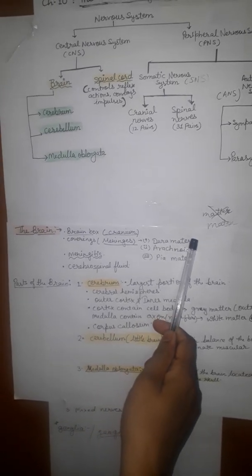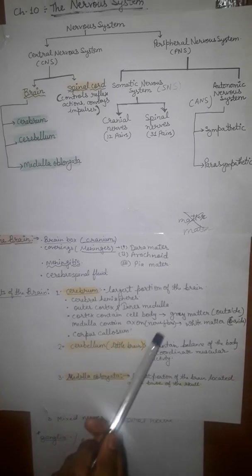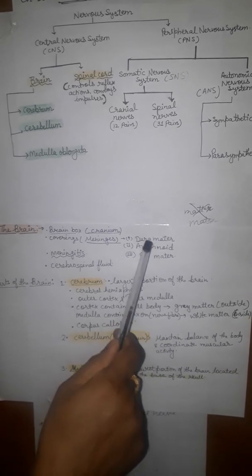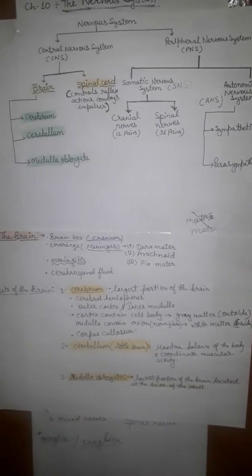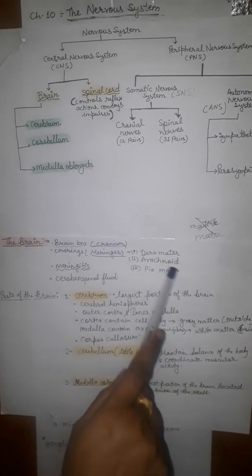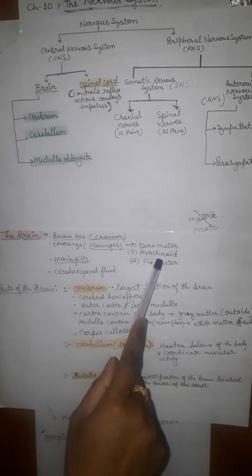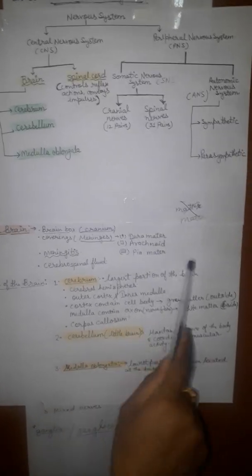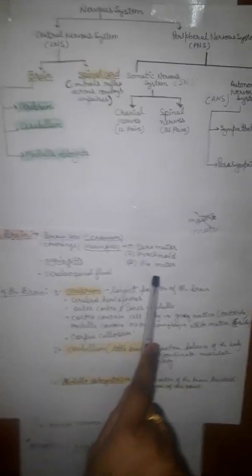Dura mater is the outermost tough fibrous membrane. Dura means tough, mater means mother. Arachnoid is the thin, delicate middle layer. And pia mater is the innermost, highly vascular membrane, richly supplied with blood.